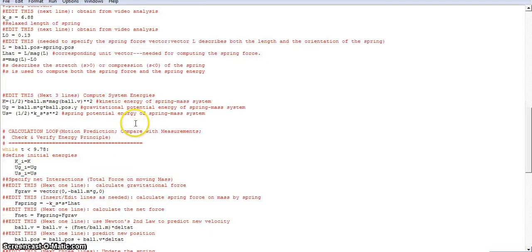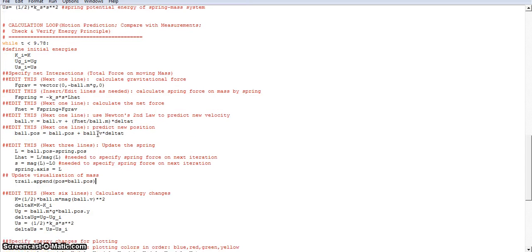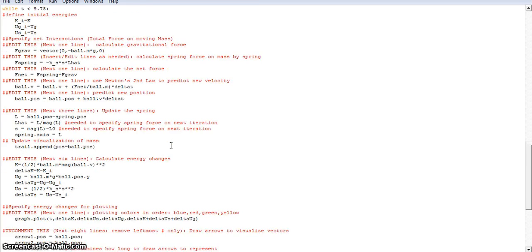So moving on into our code right here. This entire section under the while loop is constantly updating the position of the ball. We know that the gravitational force is negative mass times g. The spring force is negative k times s times L hat, and then Fnet is the summation of the spring force and the gravitational force. And these two formulas are from Newton's second law to predict the new position and the new velocity. As you can see right here, this is what we had before, and we're constantly updating the spring, like I said.